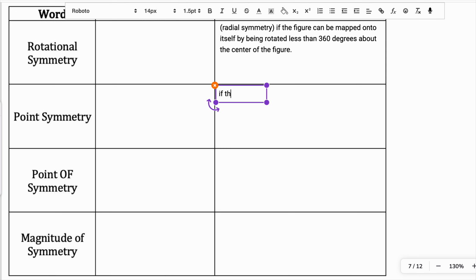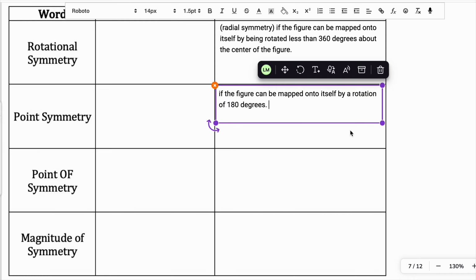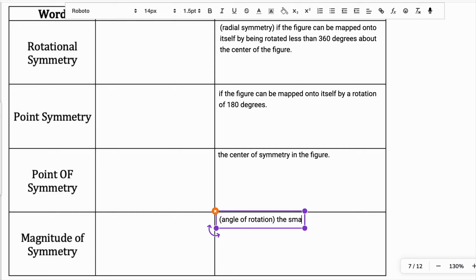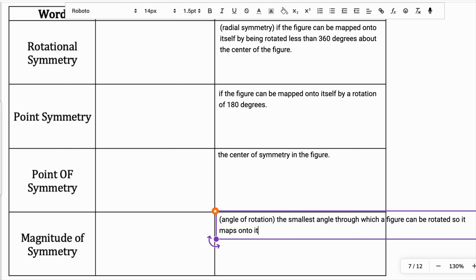Point symmetry states if the figure can be mapped onto itself by a rotation of 180 degrees. So we'll look at some of those. The point of symmetry is the center of symmetry in the figure. And then the magnitude of symmetry is our angle of rotation, which is the smallest angle through which a figure can be rotated so it maps onto itself.